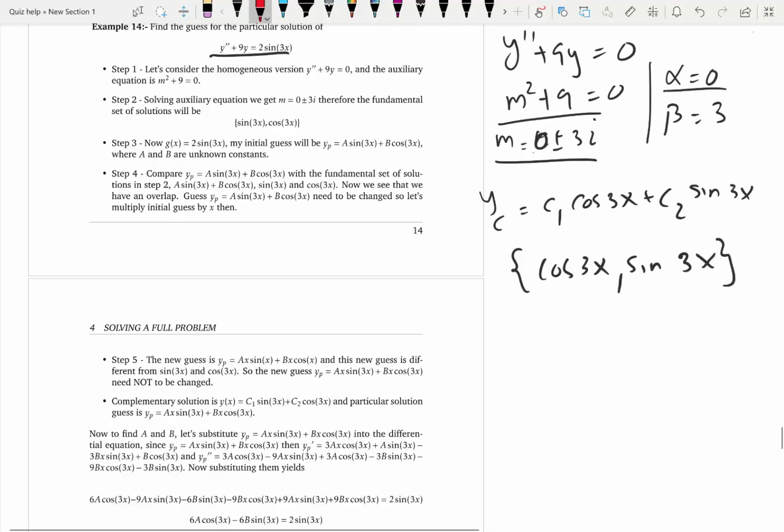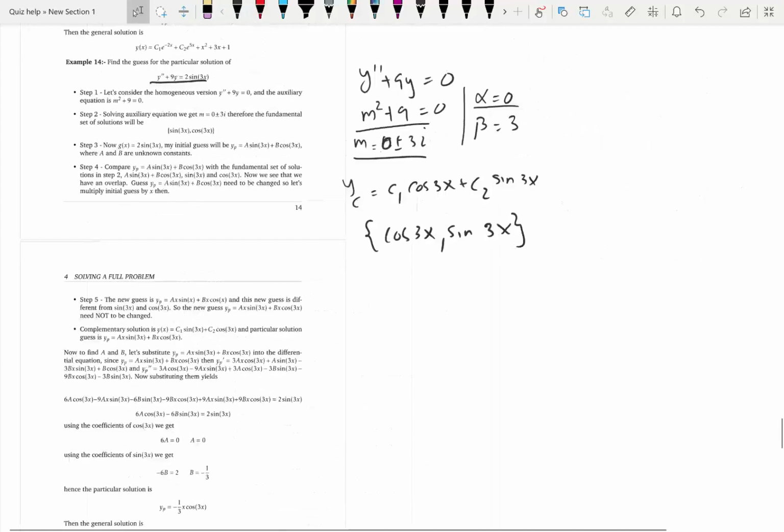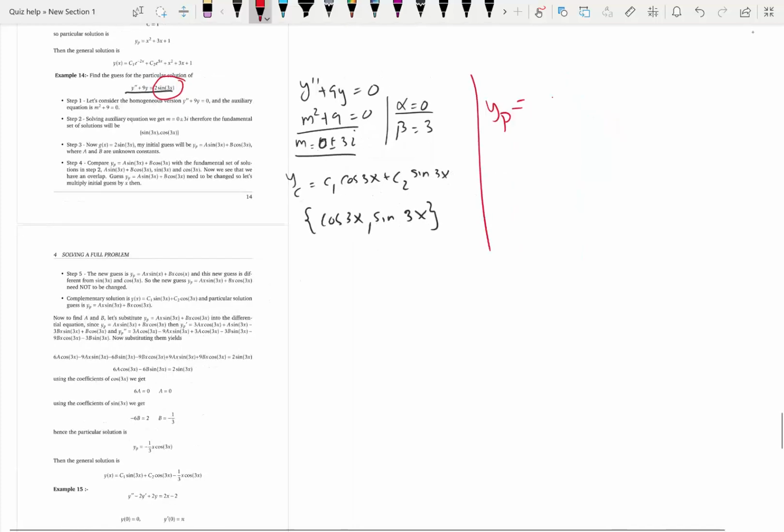Now we go to the guess. So y sub p: our right hand side is 2 sine 3x, a constant times sine 3x. What should we guess? A sine 3x plus b cosine 3x. We have to take both into account, right? Sine and cosine, when you are guessing.